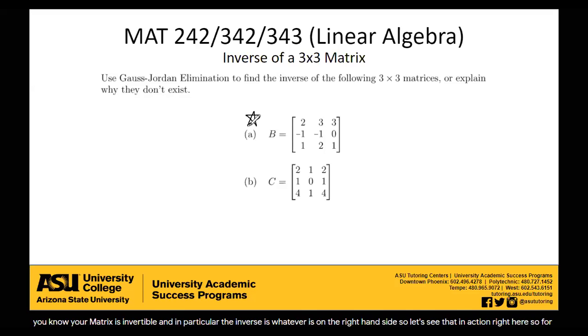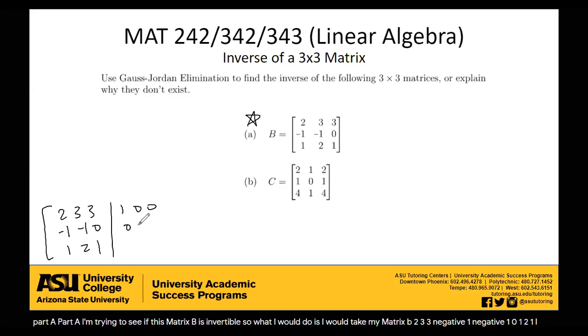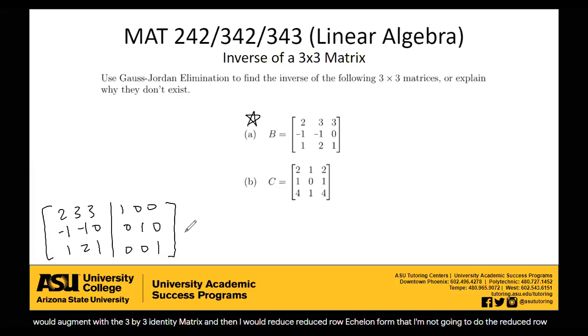So for part A, I'm trying to see if this matrix B is invertible. So what I would do is take my matrix B, 2, 3, 3, -1, -1, 0, 1, 2, 1. I would augment with the 3x3 identity matrix, and then I would reduce row echelon form that. I'm not going to do the reduced row echelon form operations just because we have a lot of videos of that already. So if you want to go over reduced row echelon form, check those videos out. This is more just talking about finding an inverse if one exists.